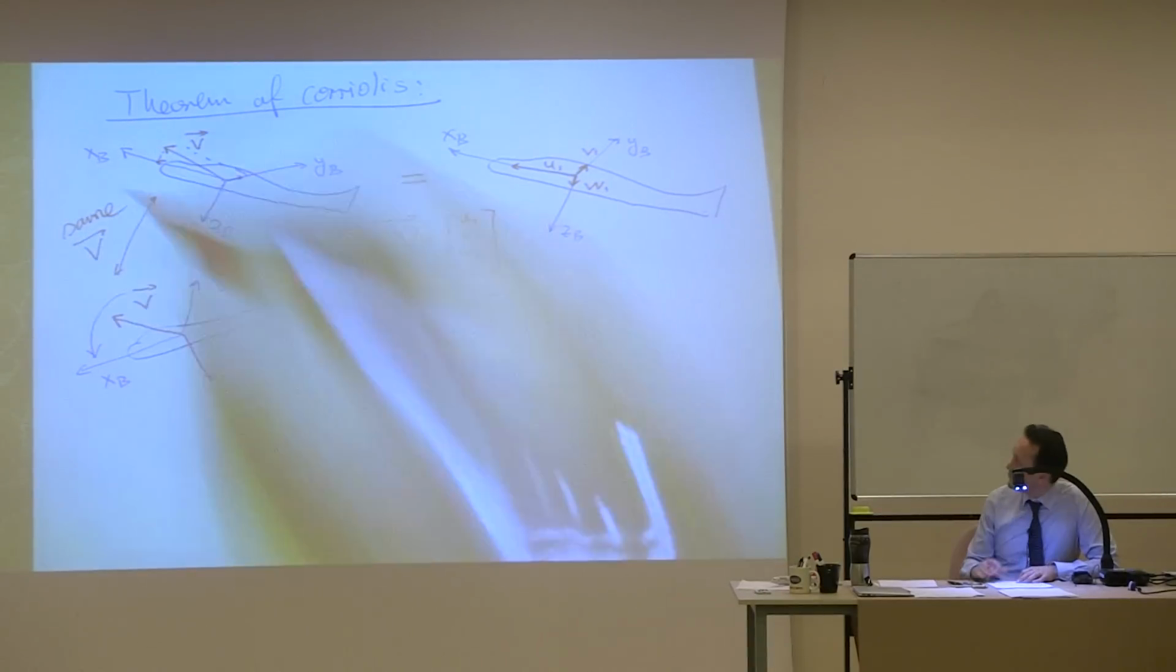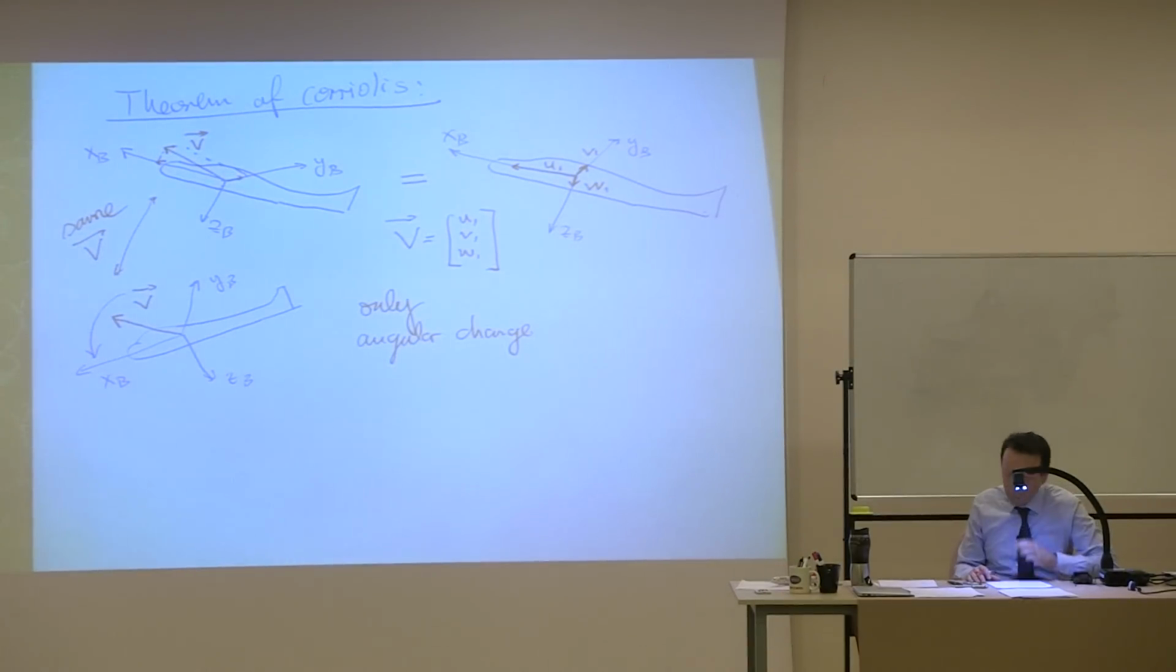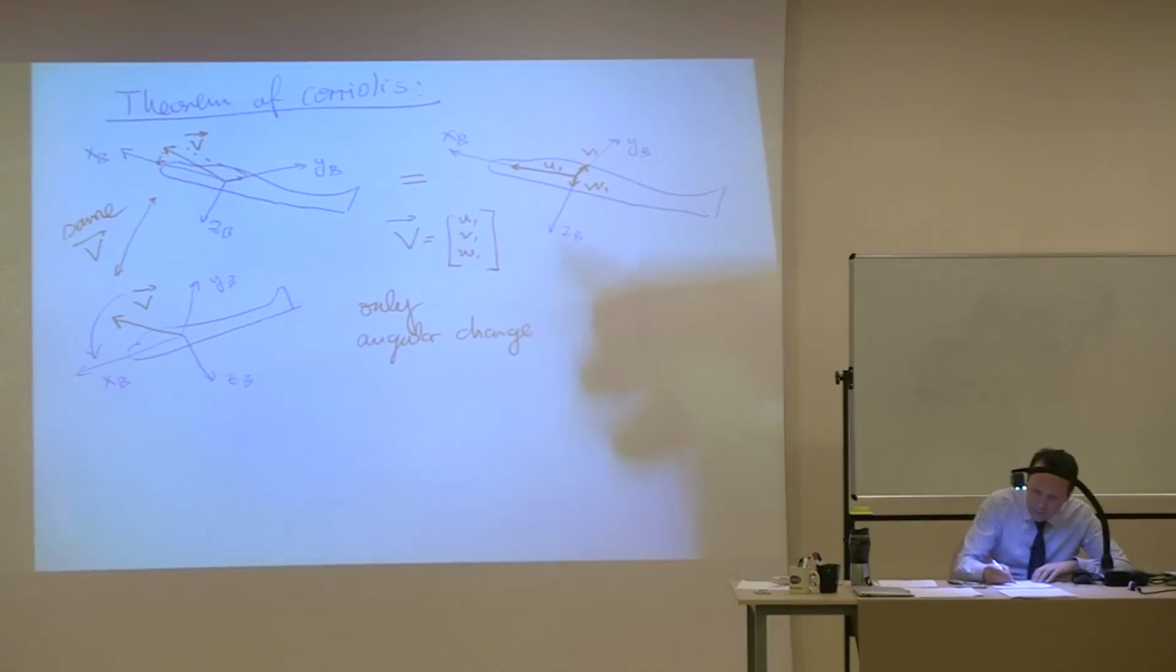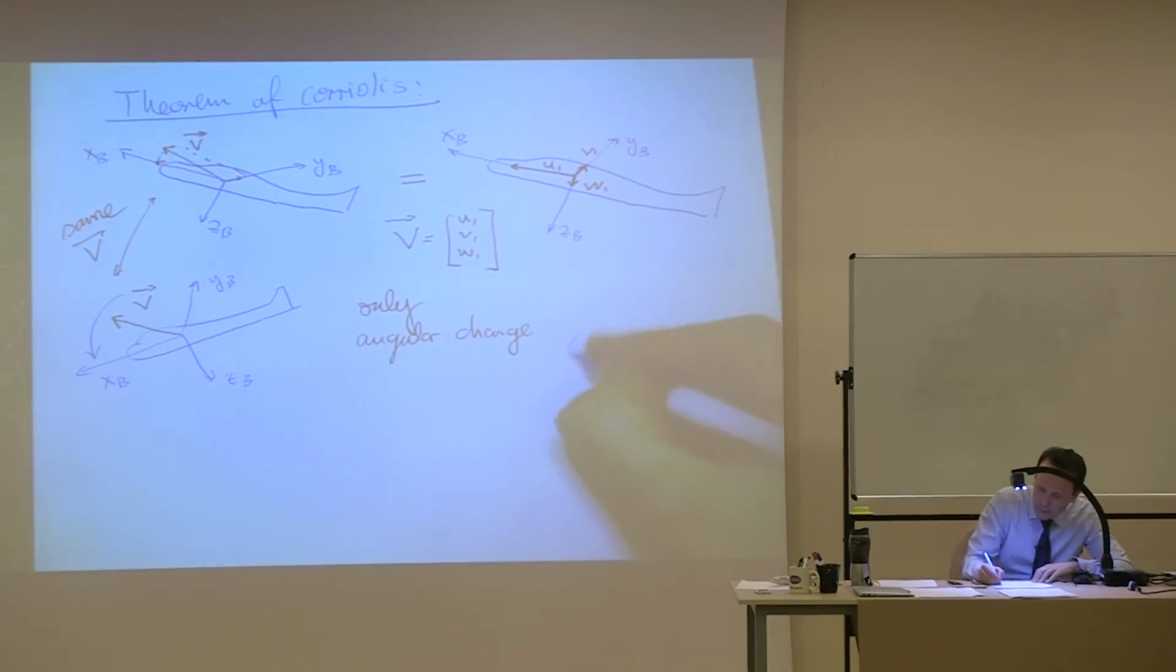Same velocity vector. Okay? Same velocity vector. The direction hasn't changed, the magnitude has not changed, it is still the same velocity vector. Okay? Now, let's try to write this in this form. Right? Let's do the same for this now. The airplane looks like that.